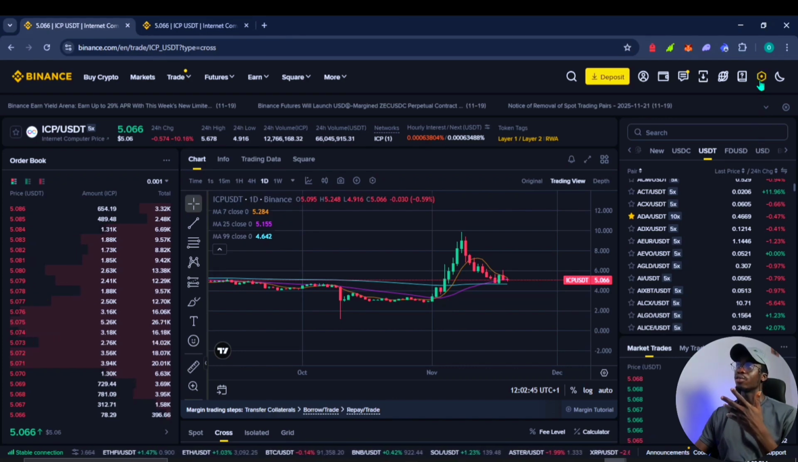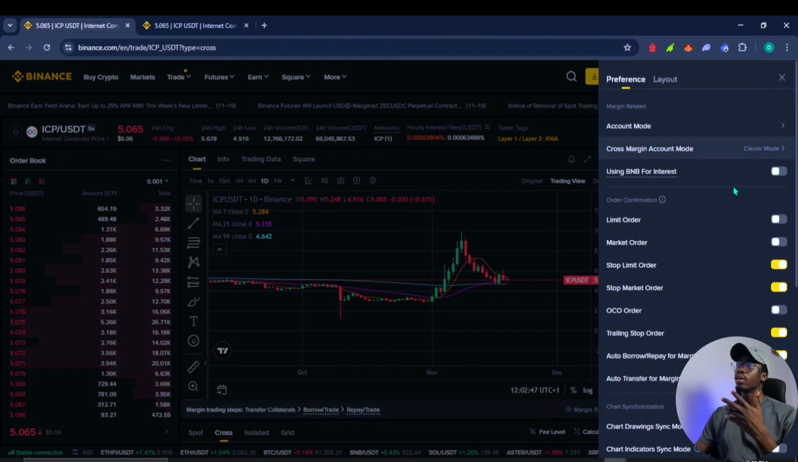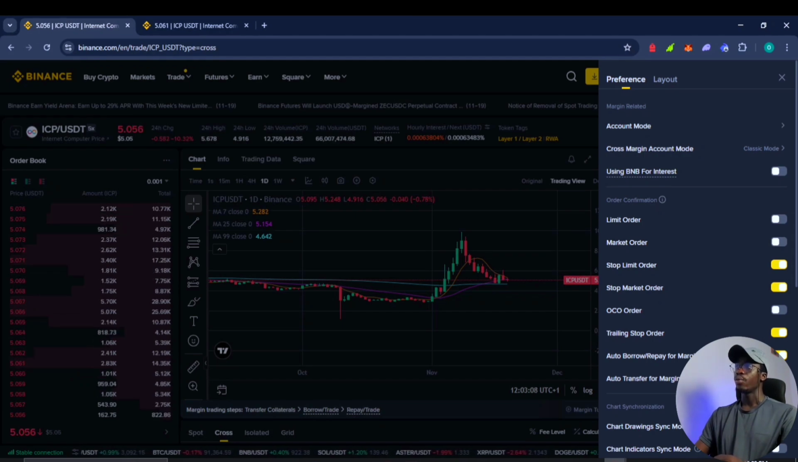By clicking on this particular function right here, the settings button, you can come down and you will see where you have your preference and your layout. By doing that, you'll see the auto repay or auto borrow for margin, which is currently on in my trade, and you can see the auto transfer for margin, like I mentioned earlier, where I said I was going to show you how to do that. So you can either choose to toggle them off like this, and whenever you want to borrow, you have to borrow manually, or whenever you want to transfer money from your spot or fiat wallet to your margin wallet, you do that manually.